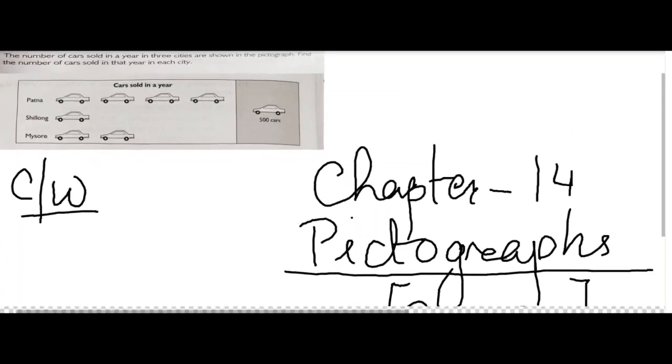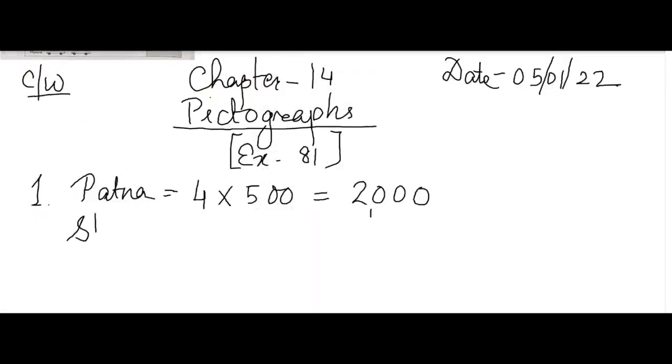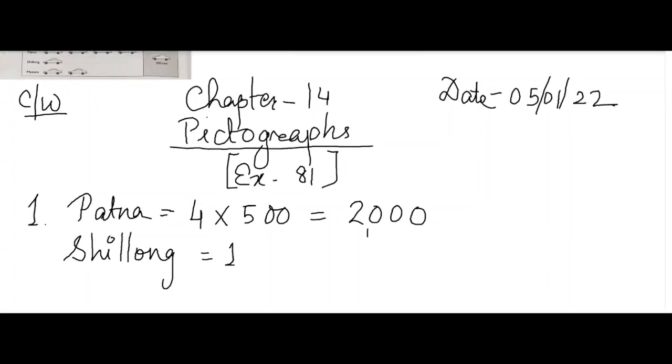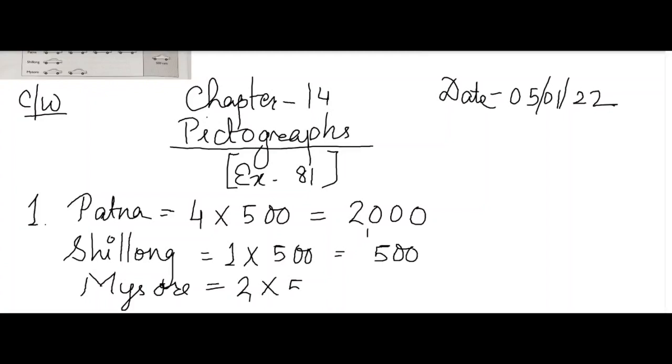So now next is Shillong. So let us write first Shillong. You can see that in Shillong only one car is given. So 1 into 500 equals 500. So 500 cars were sold in Shillong, and last one is Mysore. So we will write for Mysore equals to 2 cars are given. So 2 into 500. So you know that 2 5s are 10 and there are 2 more zeros. So we will write like this. So 1000 cars were sold in Mysore.